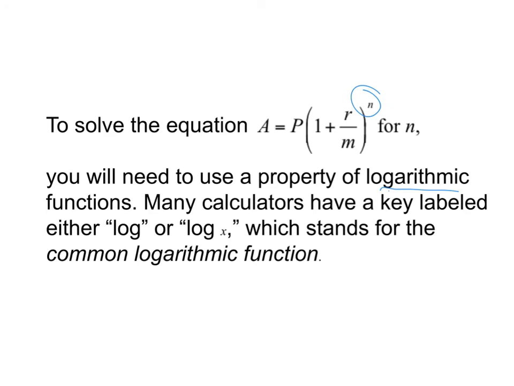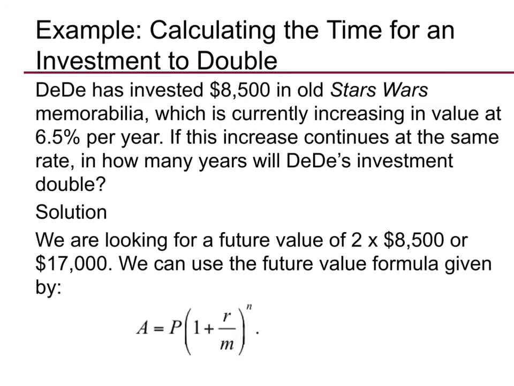In this example, we're looking for Dee Dee's investment of $8,500 to double in value at a 6.5% interest rate per year. And we're going to answer this one using the spreadsheet, but I'll show you how to set it up here in this video. Okay, so we're trying to get our investment to double. 8,500, if you double that, that is 17,000 equals 8,500 times 1 plus my interest rate, 0.065, divided by 1 raised to the nth power.